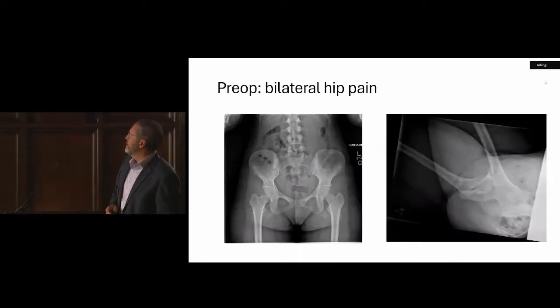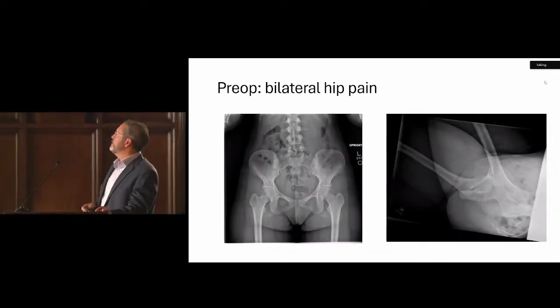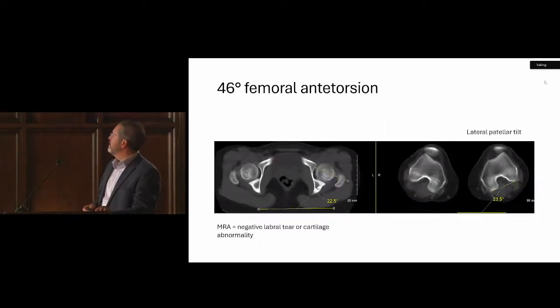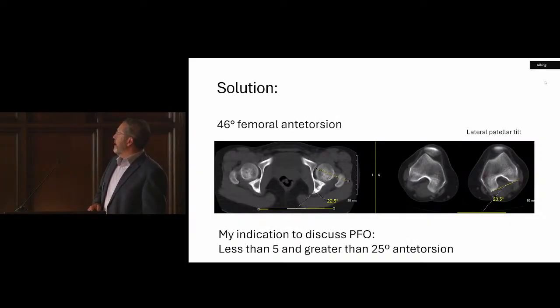So this is a girl. We talked a little bit about how the femur may not play a big role in symptoms, but this girl had bilateral hip pain. The left side was worse. She had two MRIs 6 months apart. The second was an MR arthrogram. It showed no intra-articular pathology. Her acetabular indices looked normal. She wasn't borderline. But really the only abnormality on imaging was this 46 degrees of femoral antitorsion. And so the problem list was basically that.